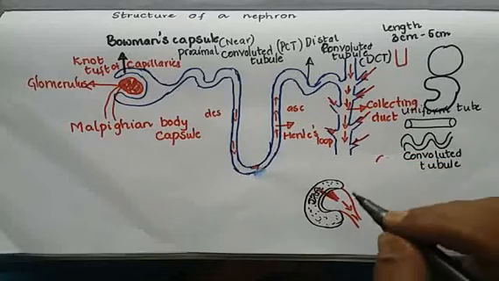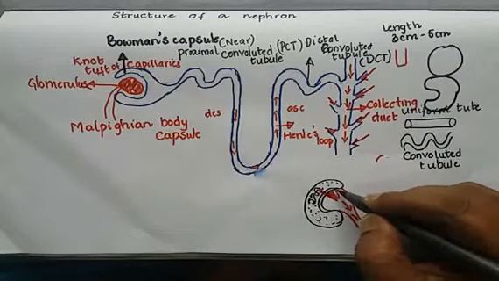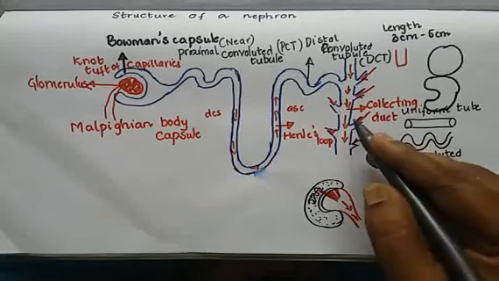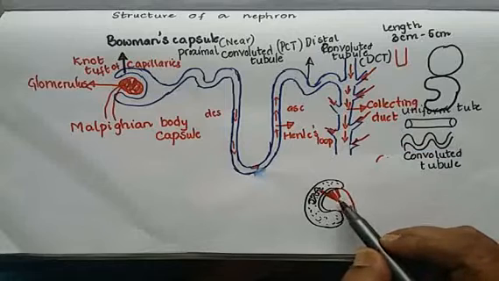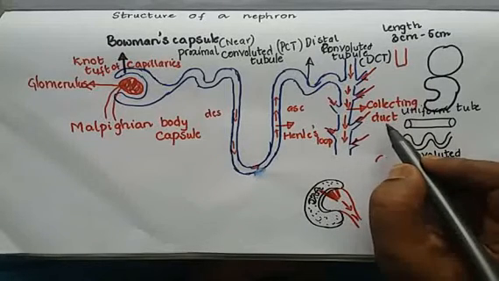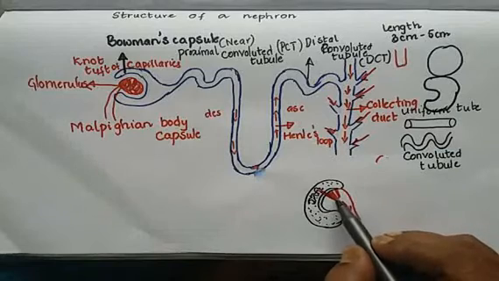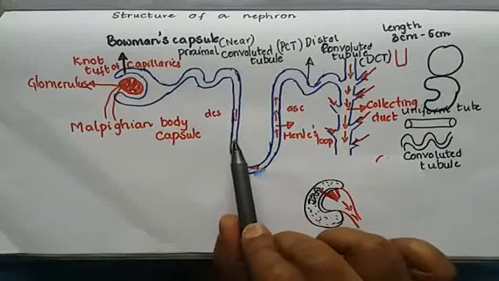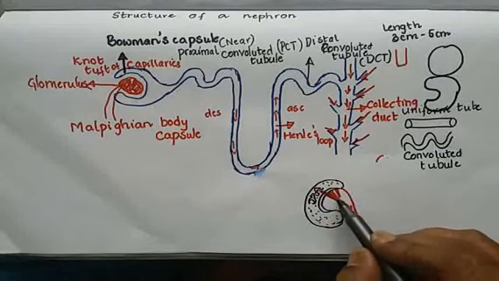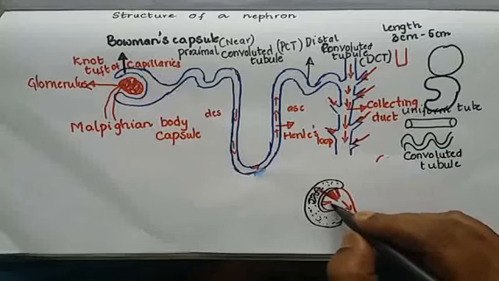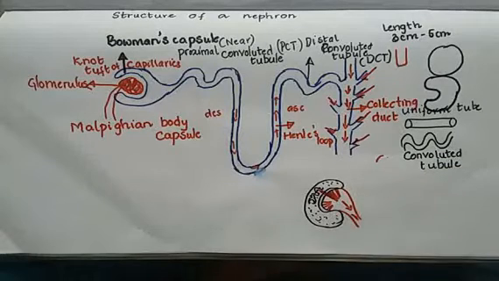And once again, children, one more structure is responsible for giving a striped appearance in the medulla of the kidney. It is the collecting duct. So thus you can say that in the medulla of the kidney we find the loop of Henle followed by the collecting duct, which gives a striped appearance in the medulla. So this is about the structure of a nephron.